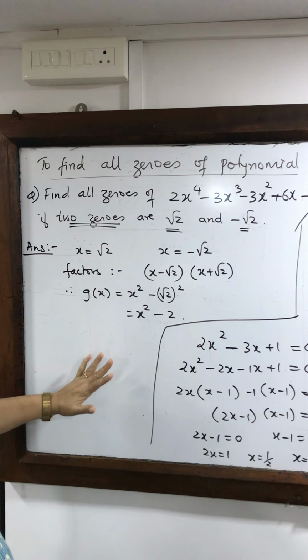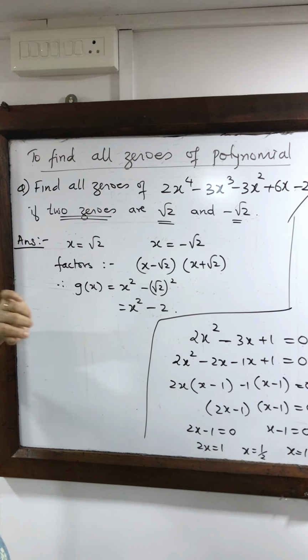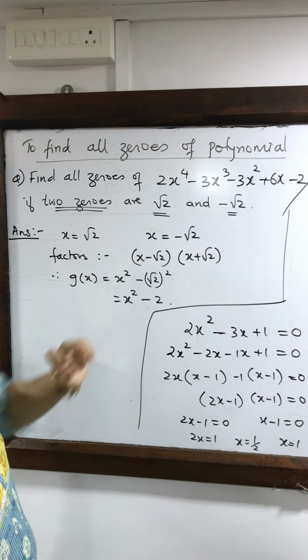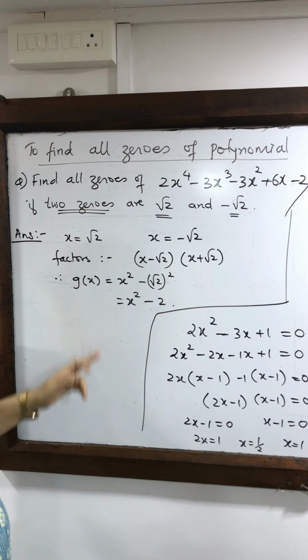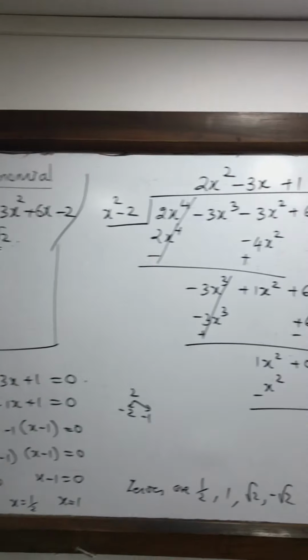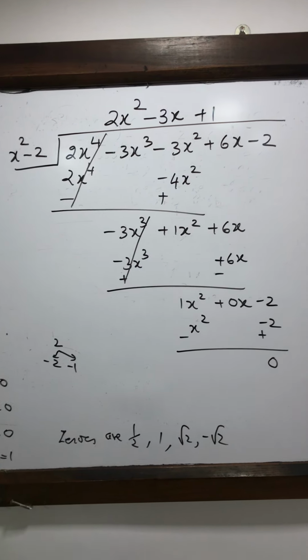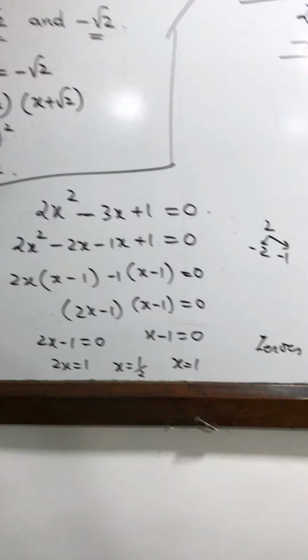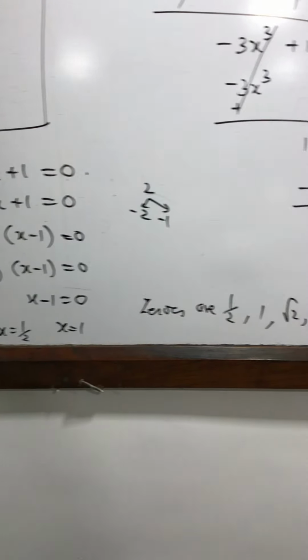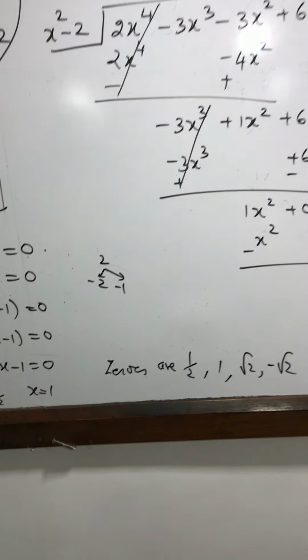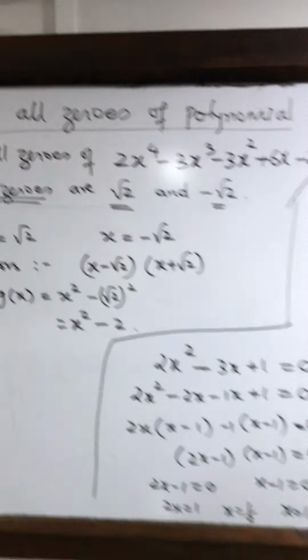So this is the method to find all zeros. The given zeros are used to find the divisor, which is then used to divide the dividend, and then the quotient is factorized to find the remaining zeros. We then solve another sum.